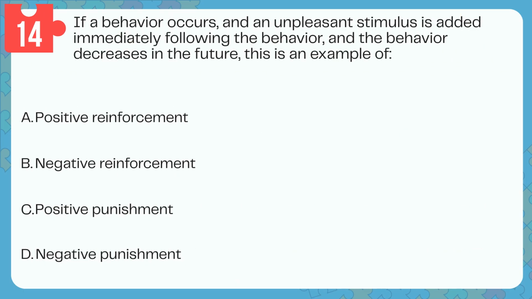Question 14. If a behavior occurs and an unpleasant stimulus is added immediately following the behavior, and the behavior decreases in the future, this is an example of A. Positive reinforcement. B. Negative reinforcement. C. Positive punishment. D. Negative punishment.